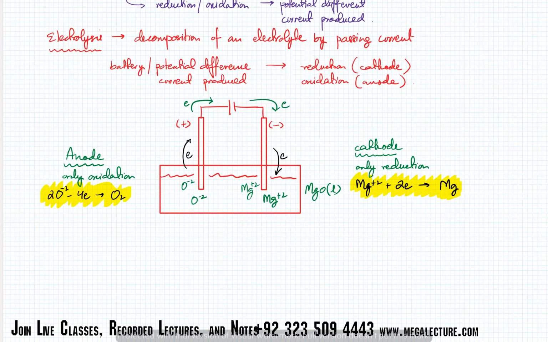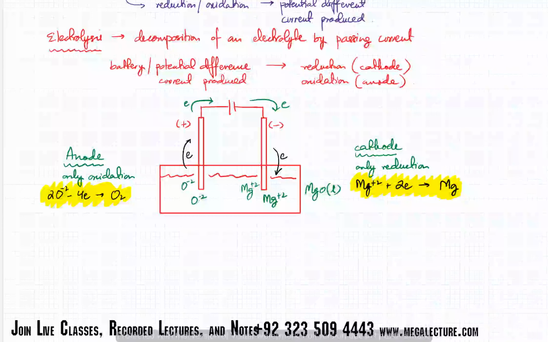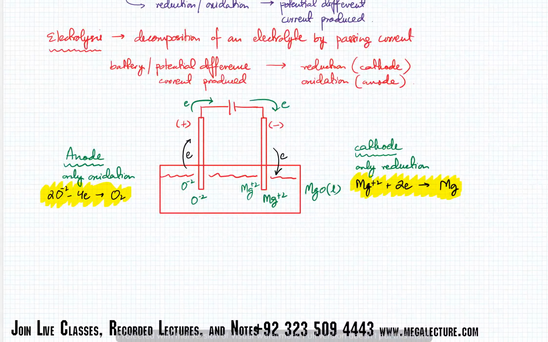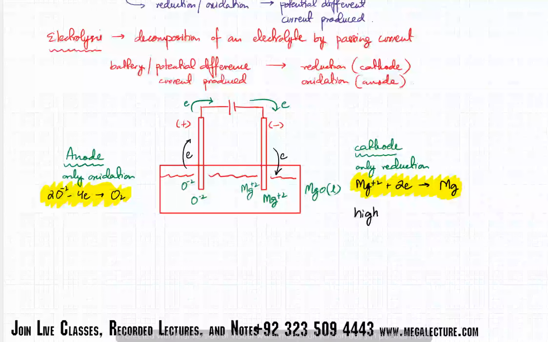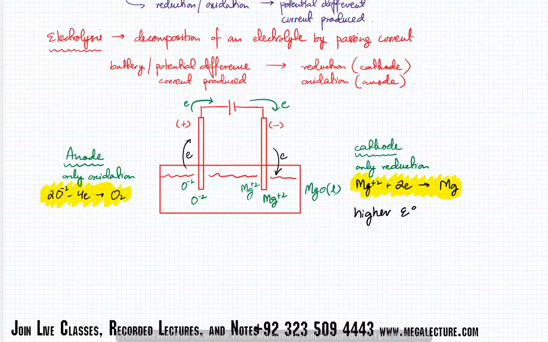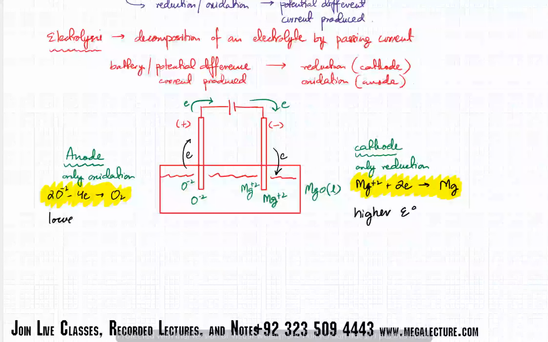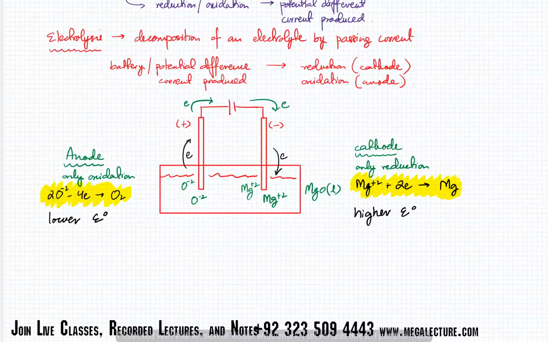Yep, it's clear. So if you're at the cathode, focus on the cathode. If you're going to gain electrons, who gains electrons? The one that's got the higher E naught. On the other side, if you're talking about losing electrons, who loses electrons? The one that's got the lower E naught. That's got the greater tendency. In this example, that's not an issue. You don't really have to focus on higher or lower E naught because there's only one option.